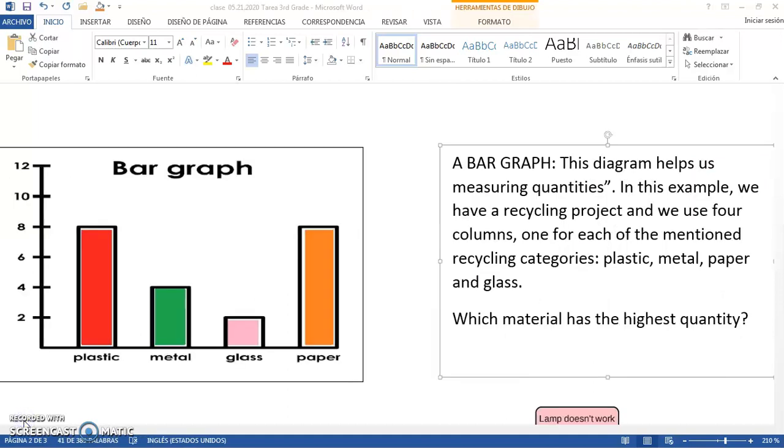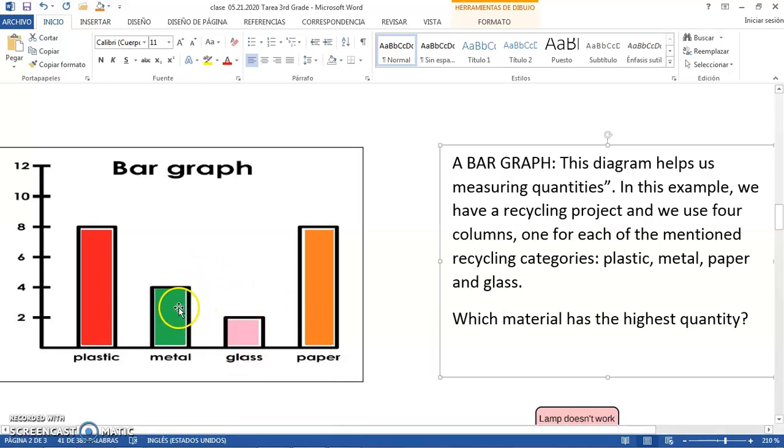Next type of diagram, a bar graph. A bar graph is a diagram that helps us measure things, quantities. In this example, we have a recycling project and we use 4 columns, one for each of the mentioned recycled categories: plastic, metal, glass, paper. And you can see in this axis the quantity, probably the kilos that you have gathered of that. Here you have the different types of things that you're recycling.